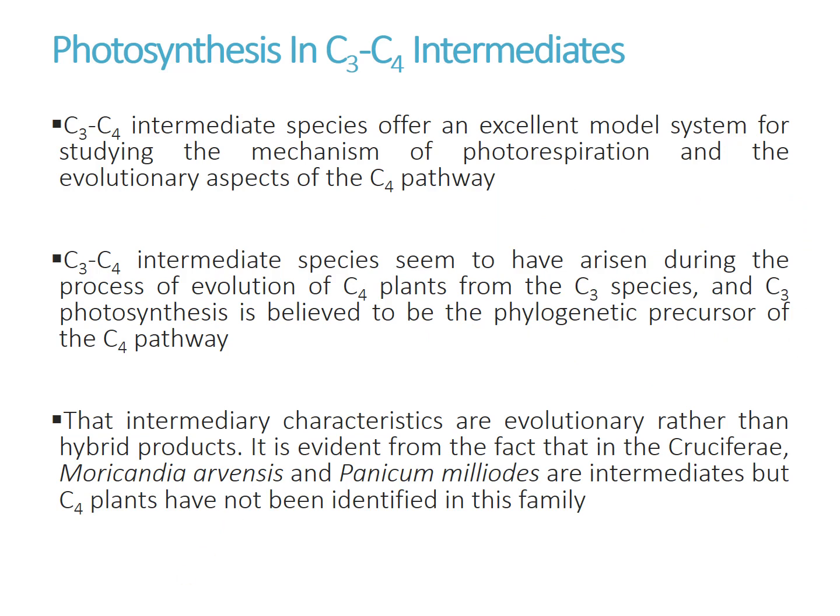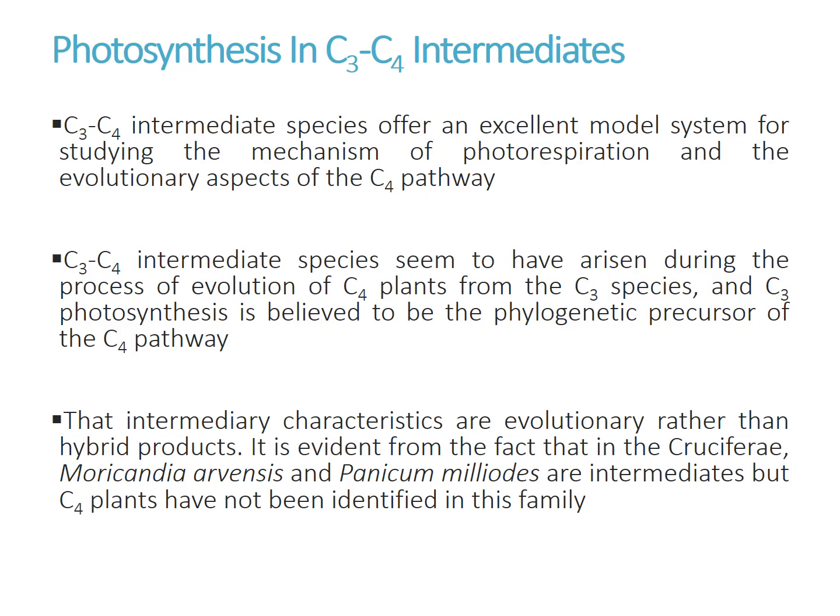Photosynthesis in C3-C4 intermediates. C3-C4 intermediate species offer an excellent model system for studying the mechanism of photorespiration and the evolutionary aspects of the C4 pathway. The C3-C4 intermediate species seem to have arisen during the process of evolution of C4 plants from the C3 species, and C3 photosynthesis is believed to be the phylogenetic precursor of the C4 pathway.